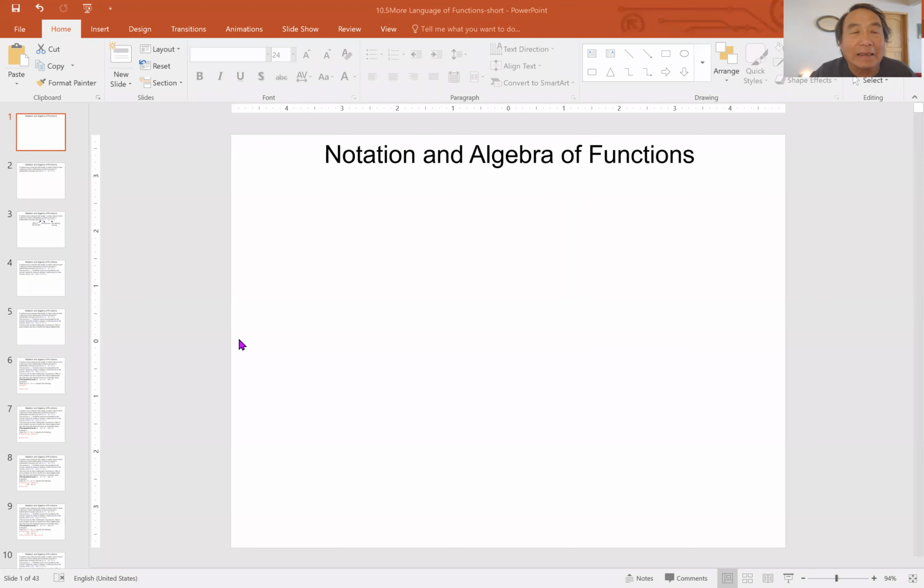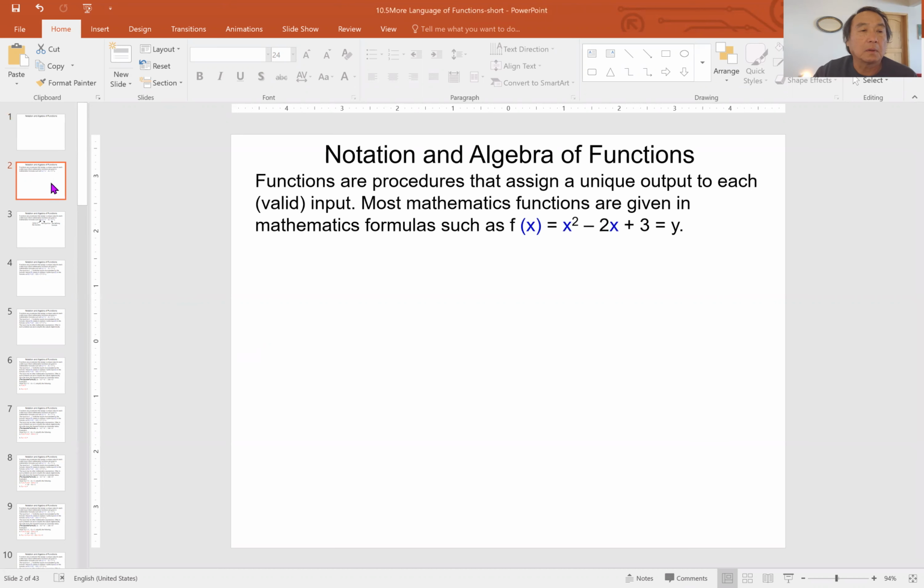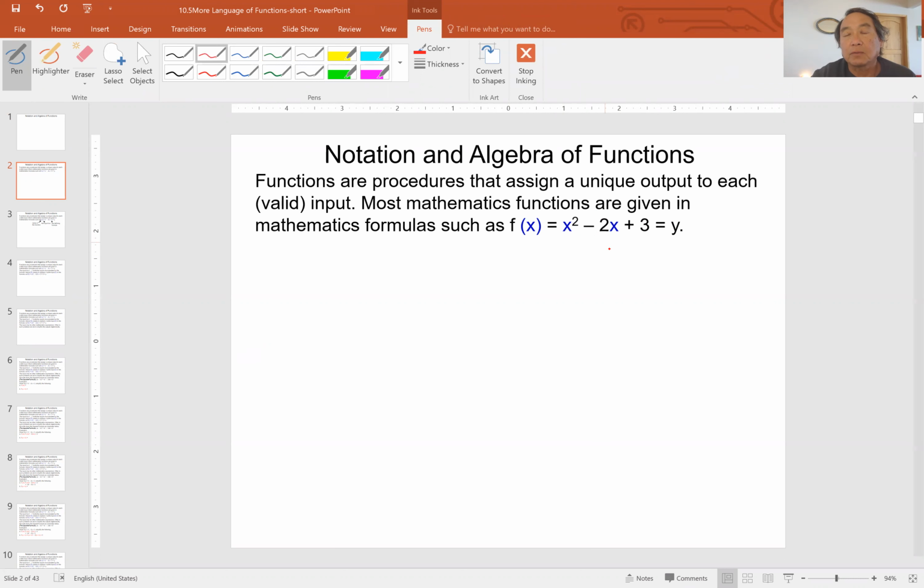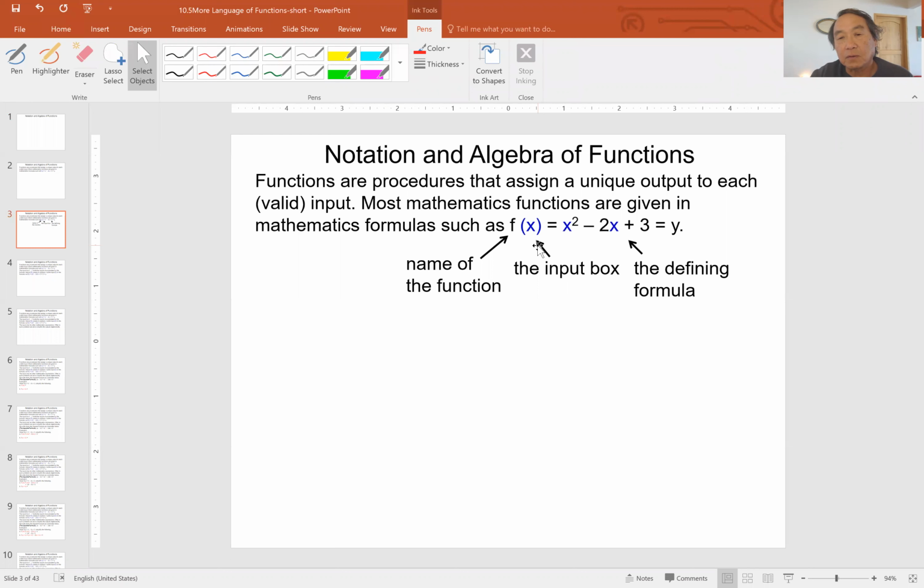Hello, everybody. This is Professor Ma, and this is the section on more on the notations of functions in algebra. A brief recall of what a function is. Usually, we'll have it as a mathematical formula. Here's a second degree formula: x squared minus 2x plus 3. And here are the parts of the function notation.